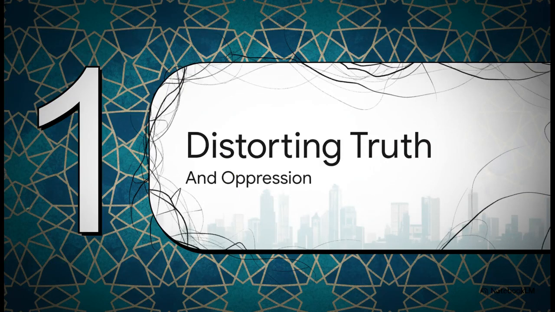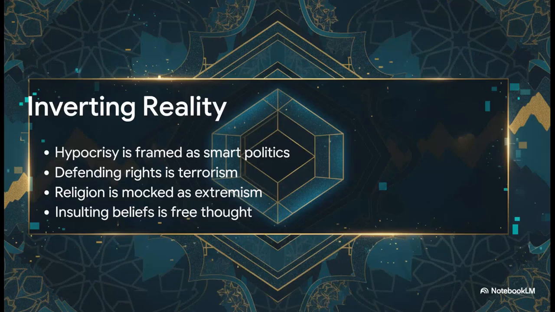All right, let's kick things off with the first mechanism: distorting the truth to justify oppression. The idea here is that media doesn't just report reality, it actively inverts it to normalize our submission. Look at how concepts get flipped. Blatant hypocrisy is framed as smart politics, defending basic human rights gets labeled as terrorism, while insulting other people's beliefs is celebrated as the pinnacle of free thought. This constant manipulation makes the oppressed look like the oppressor, turning us, the viewers, into willing participants in a new global order without even realizing it.